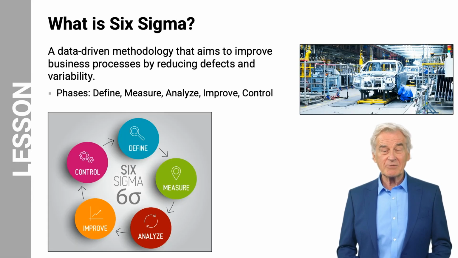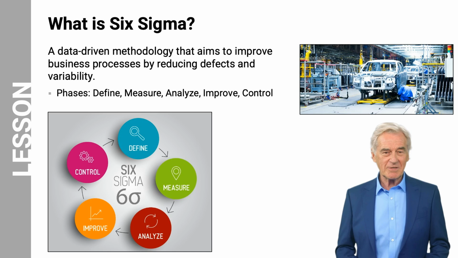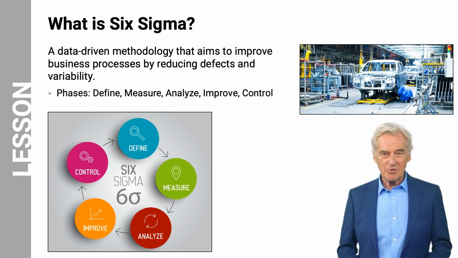Similarly, Six Sigma follows what is known as the DMAIC cycle, which stands for Define, Measure, Analyze, Improve, and Control. Six Sigma can be seen as an application of the scientific method to business and industrial processes, employing new tools and techniques that are applicable across many fields.